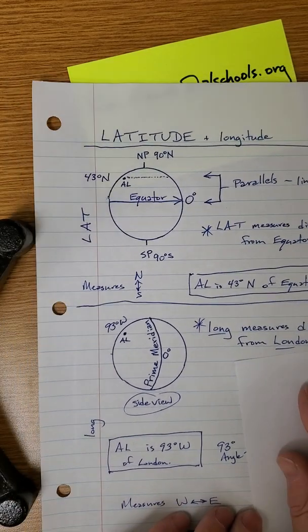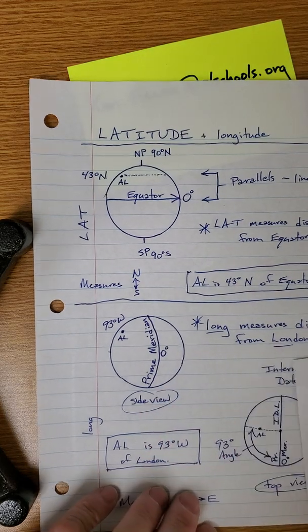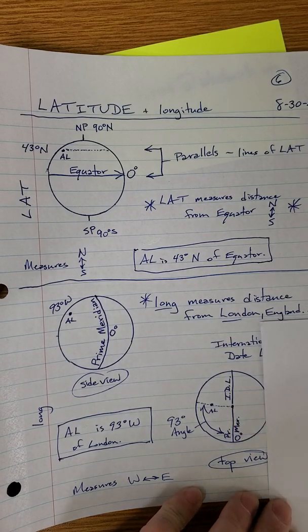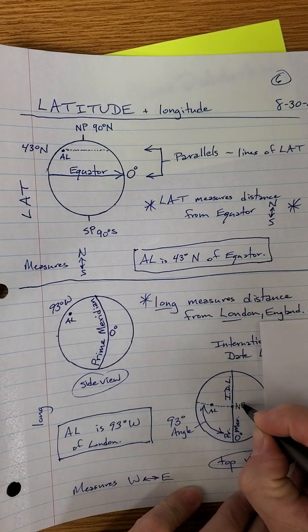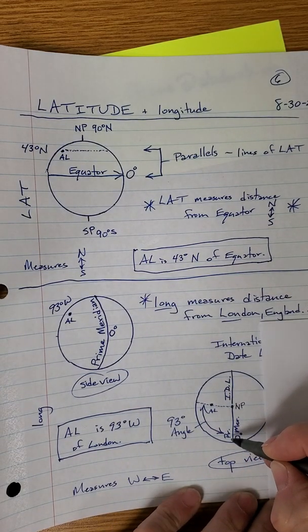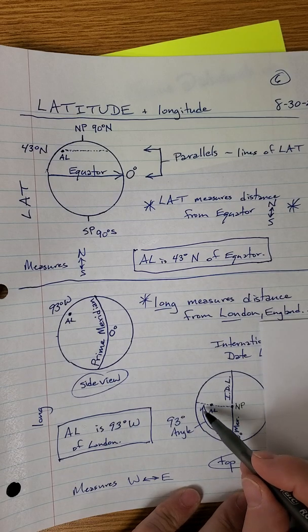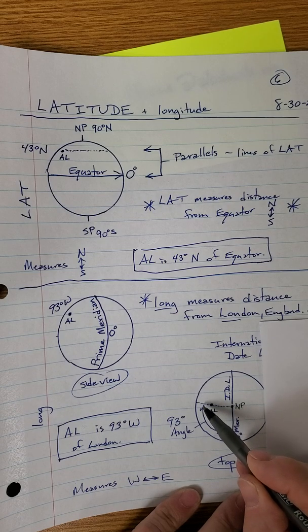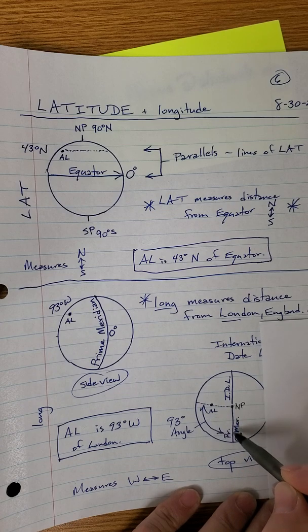Now, this was a side view. Then I wanted them to look at the top view. So here's the North Pole. I should have labeled that. Here's the Prime Meridian. I just abbreviated it PRMER, 0 degrees. This would be a 90-degree angle, but here's like a 93-degree angle. I just eyeballed it. Albert Lea is 93 degrees west from the Prime Meridian.